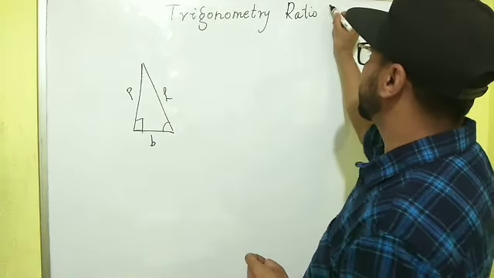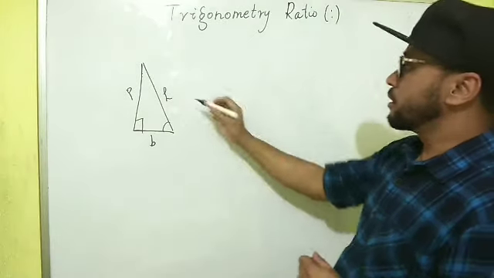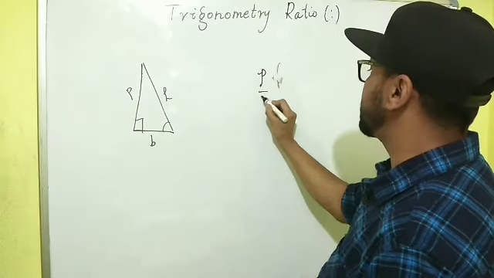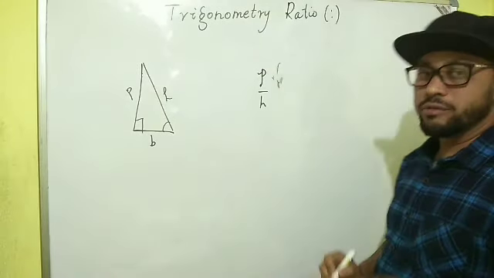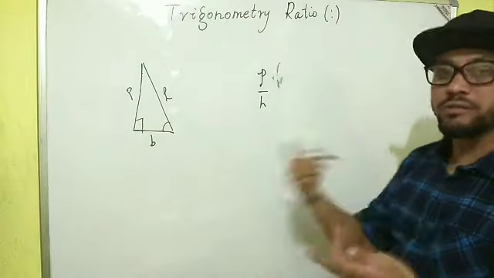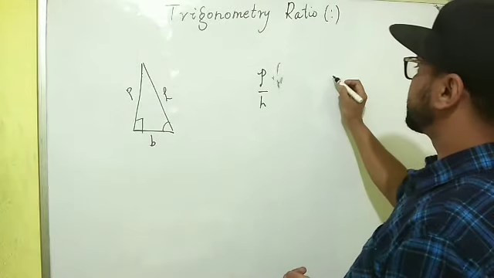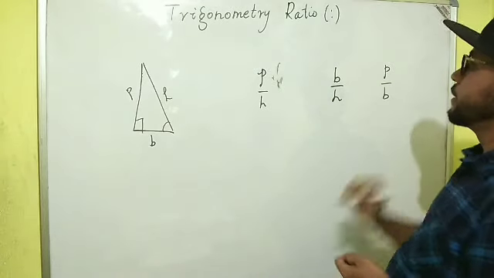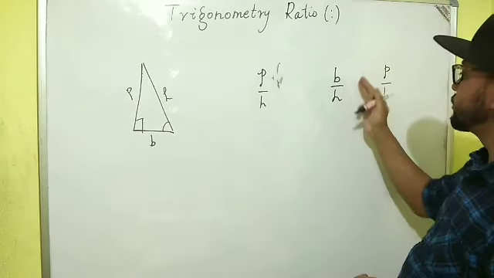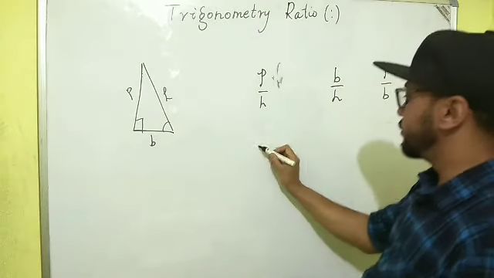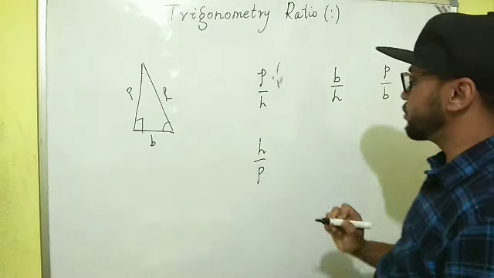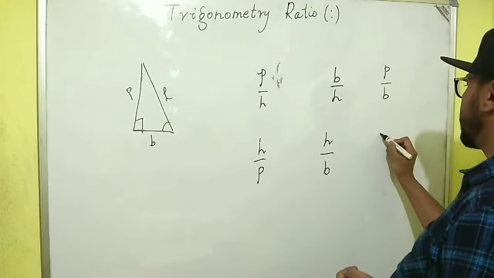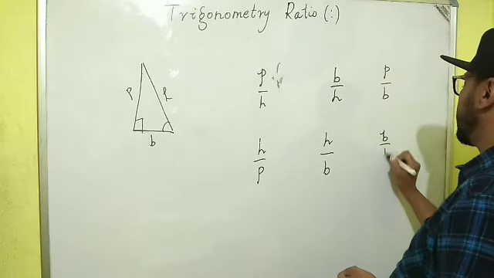That means we use this symbol, which means "is to". Now if you relate P is to H, then let's write this directly as P by H. To convert a ratio into a fraction, P is to H, B is to H, and P is to B. Now this one we can also write as H is to P, or H is to B, so we have six possibilities.